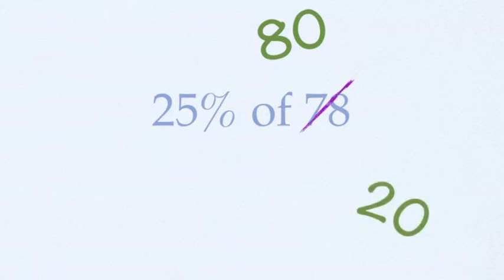25% of 78. Now 25 is pretty easy to do mentally. It's 1/4. 78, a good compatible number for that would be 80. Now all I have to do is take half of 80, which is 40, and then half of 40, which would be my 25%, is 20. So 25% of 78 is approximately 20.